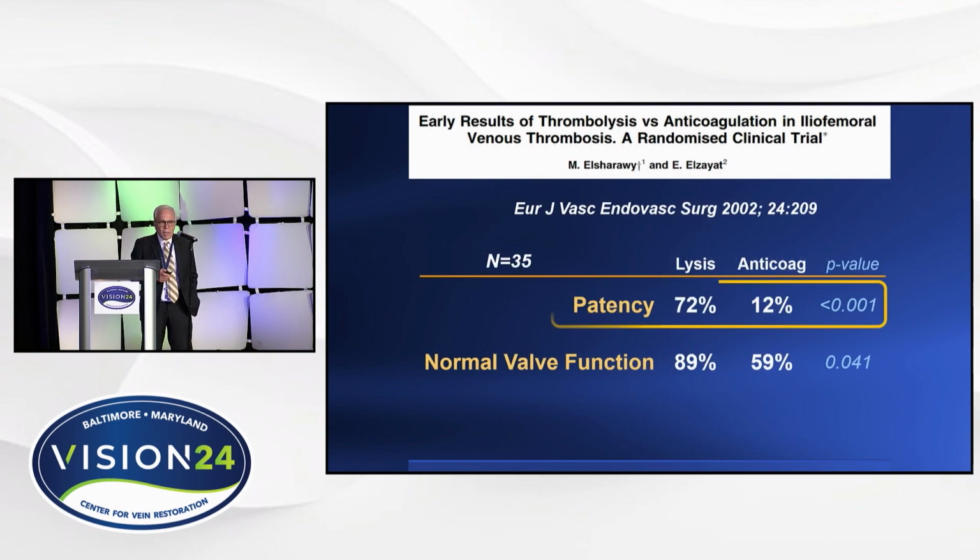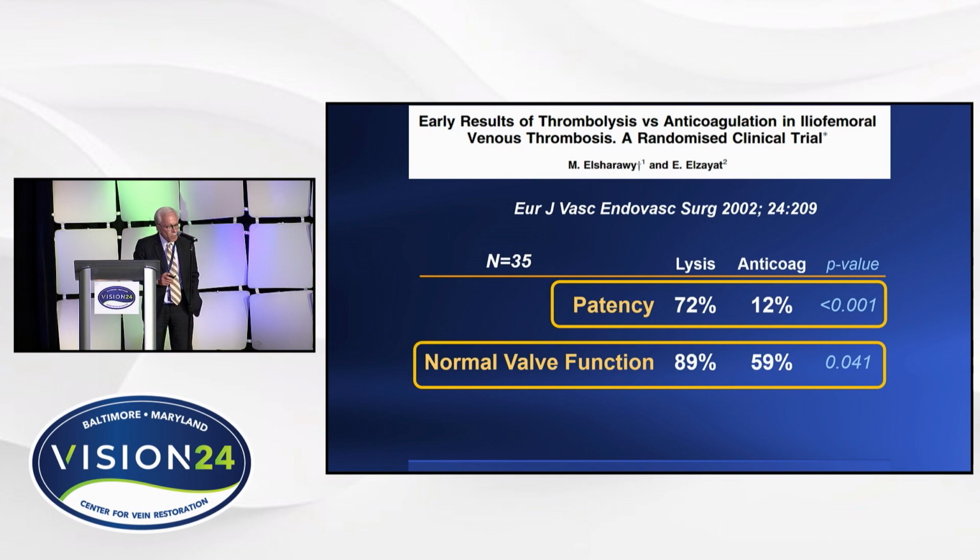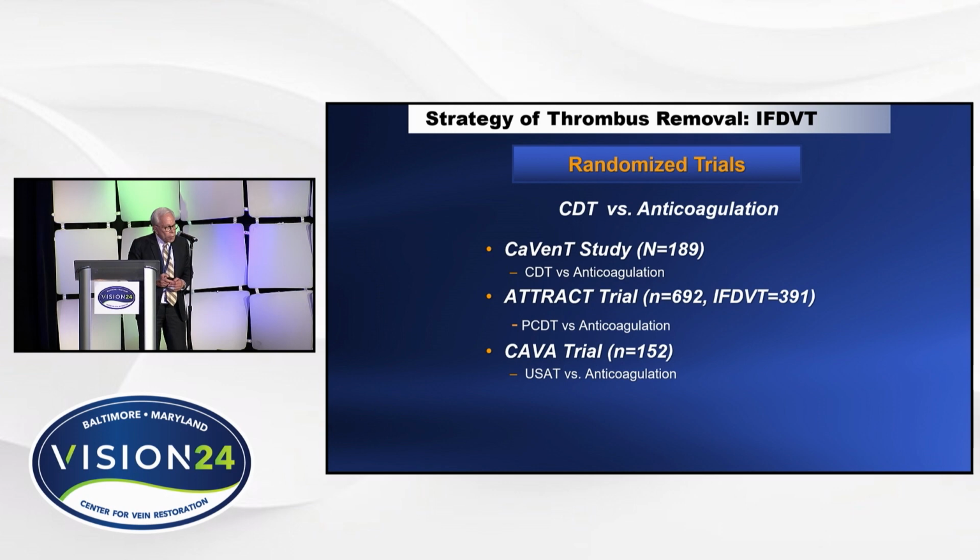El-Shawari demonstrated that in those patients randomized to lysis, there was significantly better patency and significantly better valve function in those patients who had been treated with lytic therapy. So now we have these 3 trials that I'm going to focus on, which treated patients with catheter-directed thrombolysis versus anticoagulation, but the technique is so important, and that's what I hope you take away from my presentation.